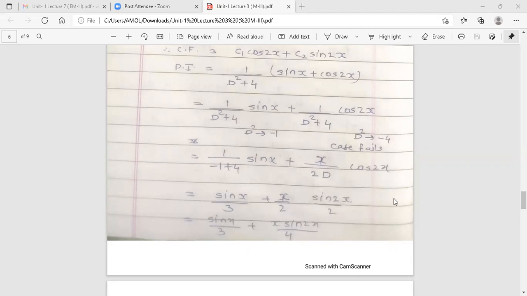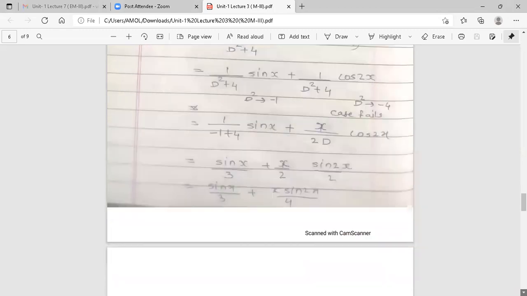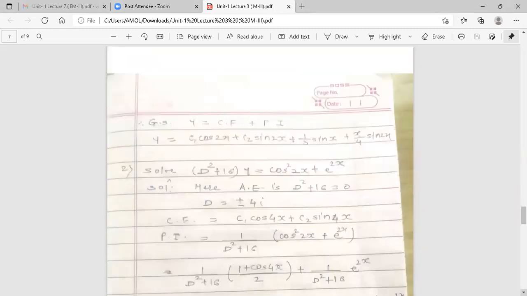Here you note that 1 upon d of cos 2x means integration of cos function, because our original function is cos function, cos 2x from the given LDE. So you just integrate cos 2x and not x into cos 2x. This x is because of the case of failure. So this x by 2 as it is. So this is the PI here. And then the general solution is y is equal to CF plus PI.